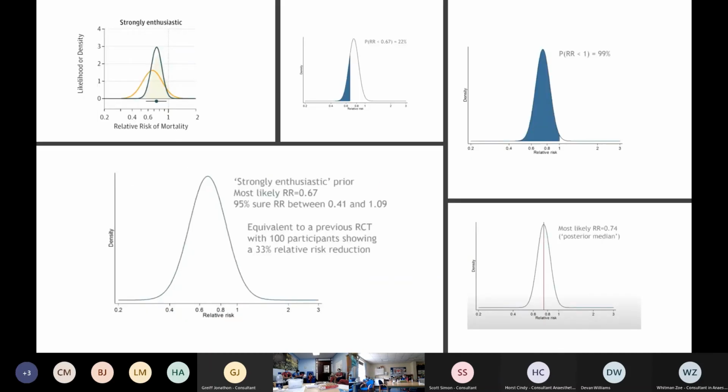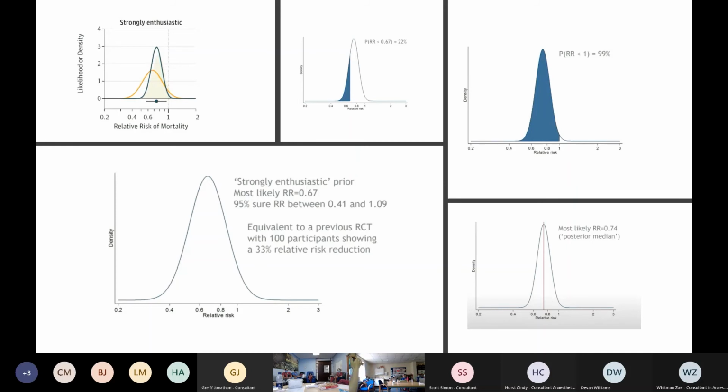So we can see something about the height. We can obviously see where the mean or the median is. That value, which is 0.774 here, is the relative risk for the strongly enthusiastic group. You can then say how likely, if you're strongly enthusiastic, it is that your relative risk is less than 1. So there's a 99% probability that your relative risk is less than 1, so there's a benefit with ECMO if you're strongly enthusiastic. You can pick any relative risk cutoff and say how likely it is that your relative risk is less than X, and give a percentage to that. So you can use these graphs to get that data.